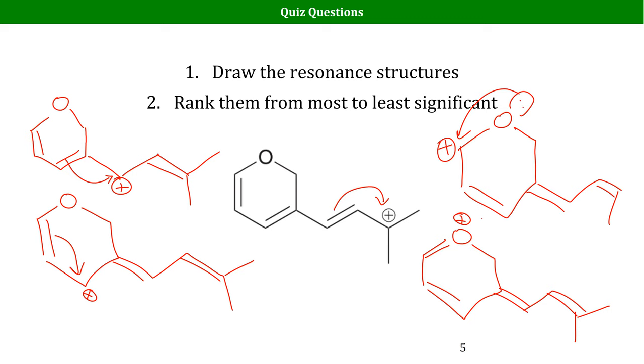It's all with the equal number of valences being filled. A positive charge on the oxygen is less stable than a positive charge on a nitrogen, say. But if that's our only case for getting all of the valences filled, that's more important. So this last structure would be the most stable, most significant.